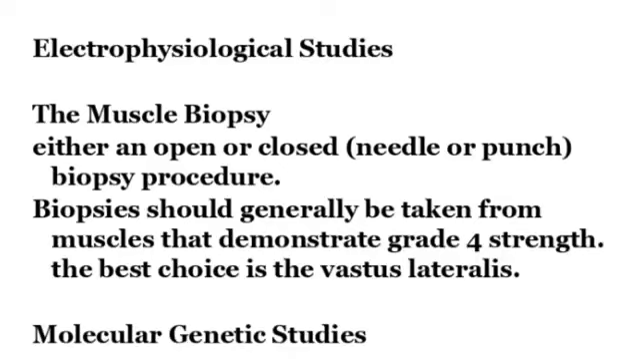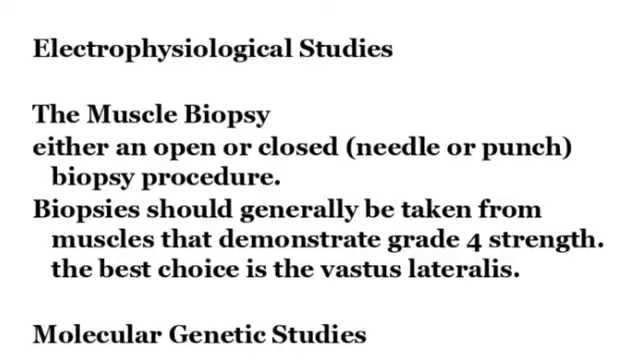However, many forms of hereditary muscle disorders can now be diagnosed with molecular genetic testing, thereby eliminating the need for muscle biopsy in every patient. A muscle specimen can be obtained through either an open or closed needle or punch biopsy procedure. Biopsy should generally be taken from muscles that demonstrate good strength, and the best muscles to choose are the vastus lateralis in the lower limb, or the deltoid or biceps in the upper limbs.